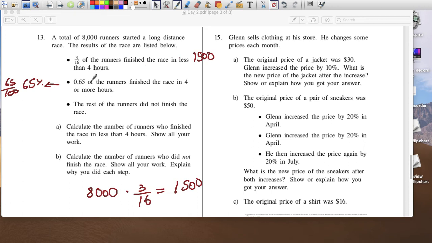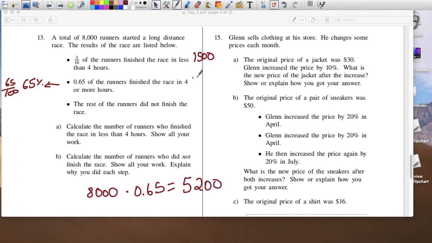That's not bad. 65%, and then calculate the number of runners who did not finish. Well, 65% of the runners did finish the race in 4 hours or more. So again, I'm going to keep it as a decimal. 8,000 times 65%. If I wanted to find 65% of the population there, times 0.65 gives me 5,200.